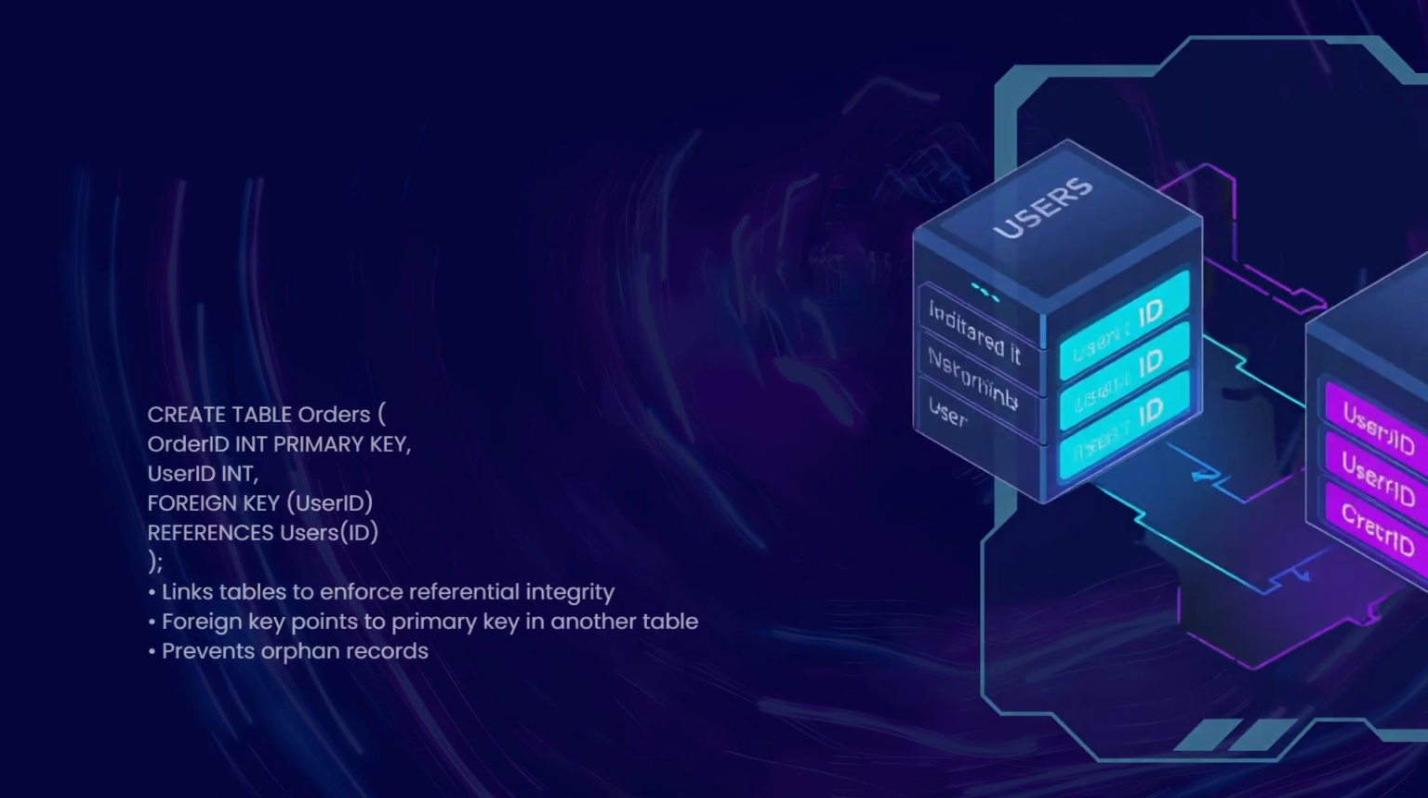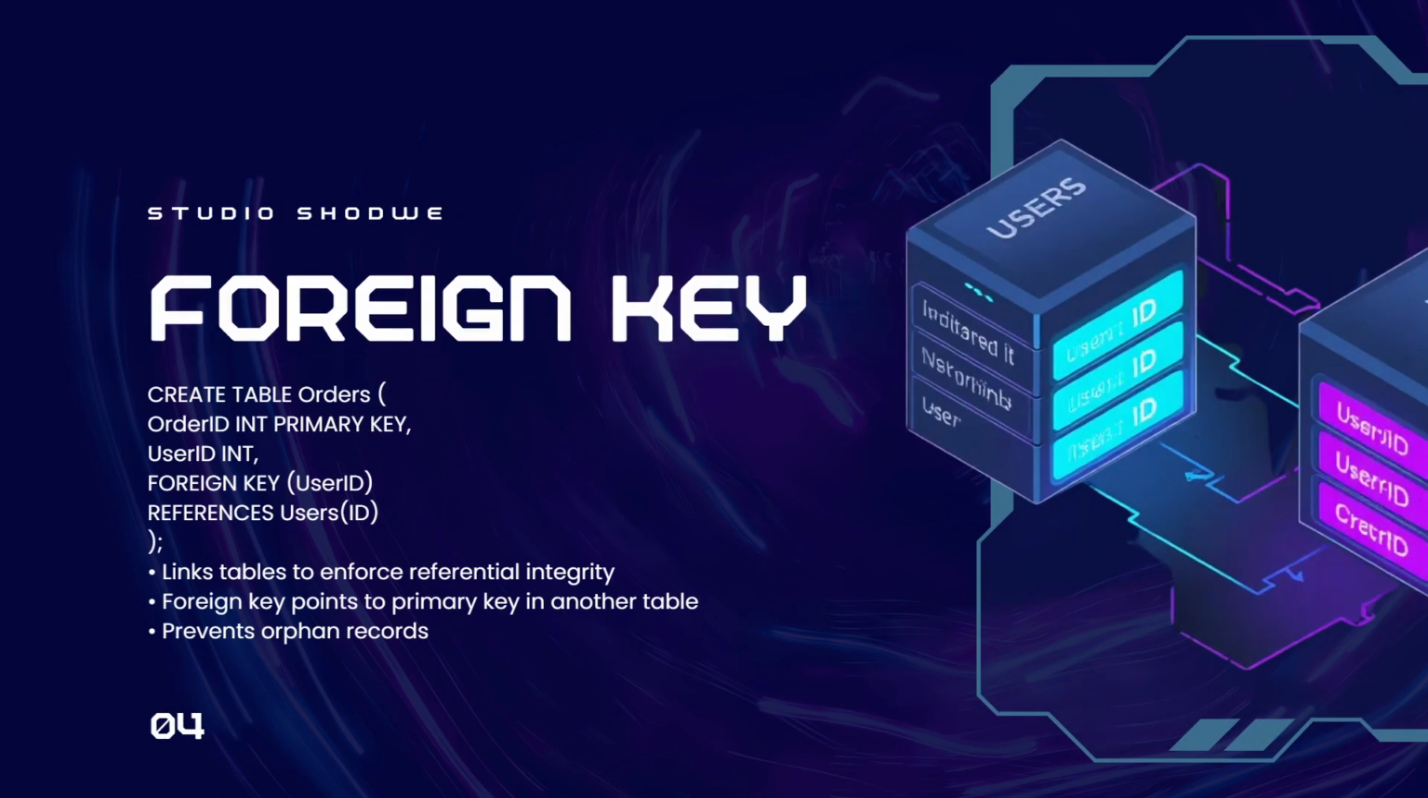Next one is the foreign key. What exactly is a foreign key? A foreign key is used to create a relationship between two tables. For example, an orders table may contain a user ID that refers to the users table. This relationship helps maintain data consistency and ensures that related information stays connected. Now move on to the next question.